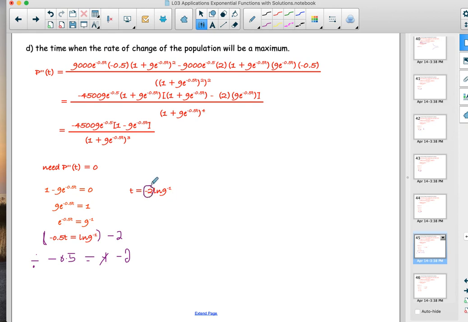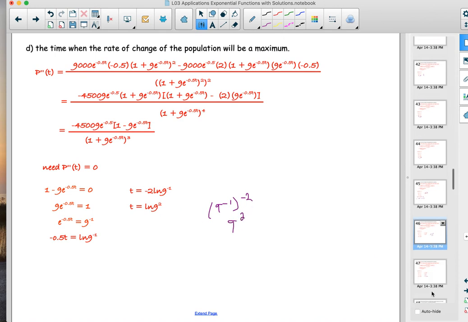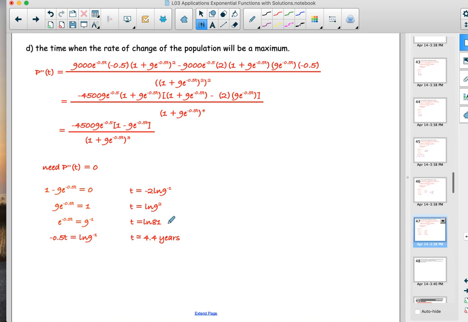But there is a law of logarithms that allows me to bring that inside there. And when I do that, I'm going to get 9 to the negative 1, all to the negative 2. The power of a power, you should multiply those exponents. It's going to give me 9 squared. So that becomes ln of 9 squared. That becomes ln of 81, and ln of 81 is around 4.4.